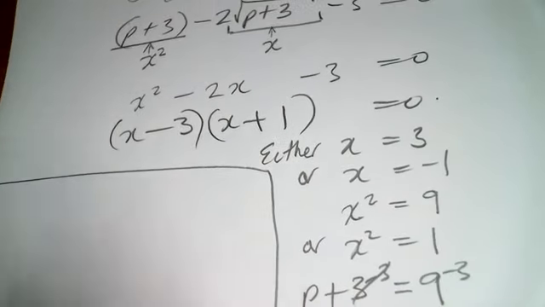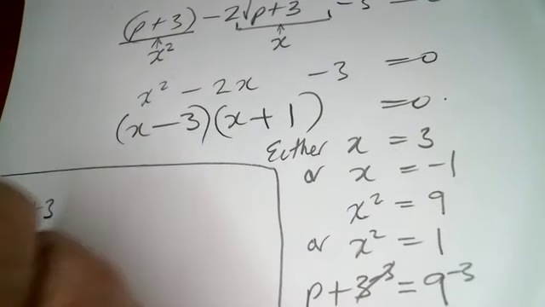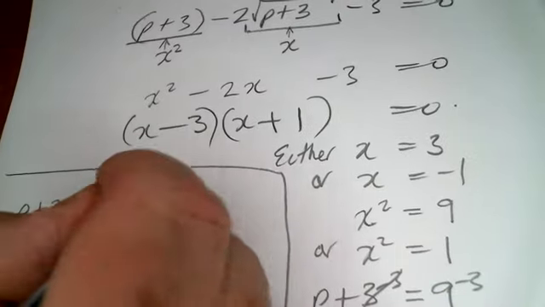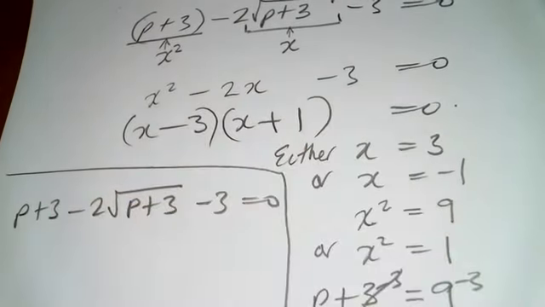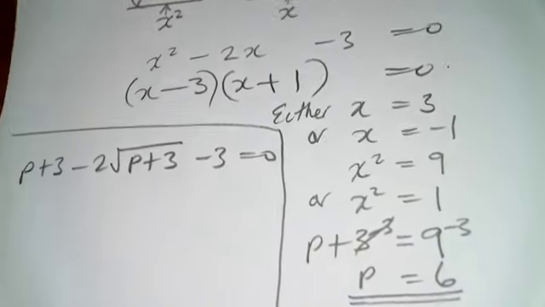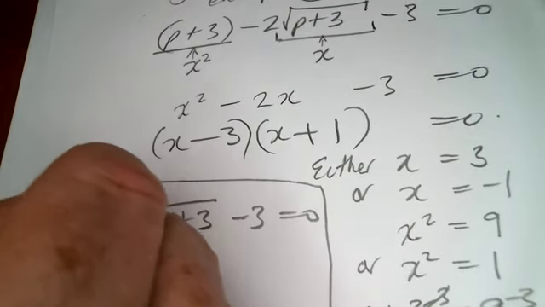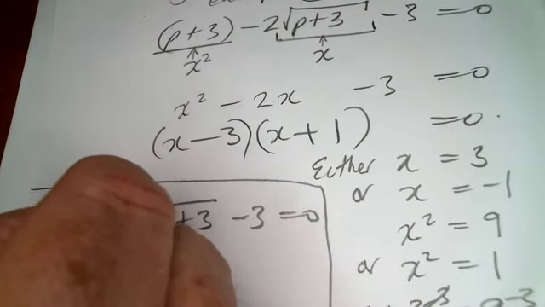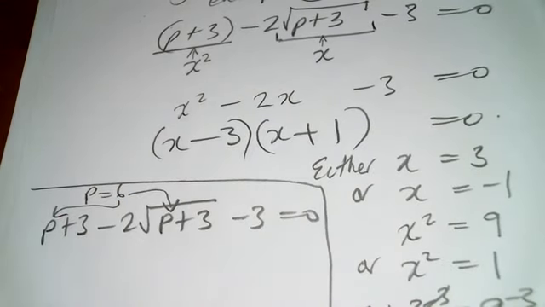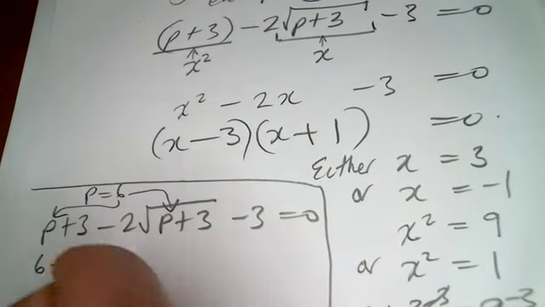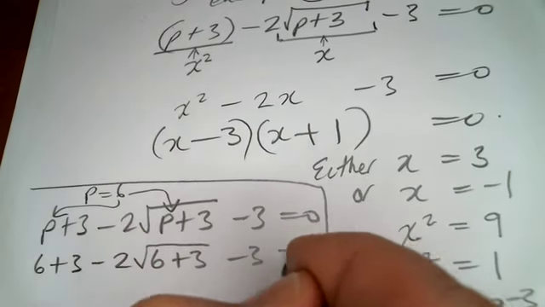So I'm going to restate the question. I've got p plus 3, can you see that? Minus 2 times the square root of p plus 3, minus 3 equals 0. Is that true if we use p is equal to 6? So let's try p equals 6, and we're going to use that for here and for here. Let's see if that plays out. So I've got 6 plus 3 minus 2 times the square root of 6 plus 3, minus 3 equals 0.